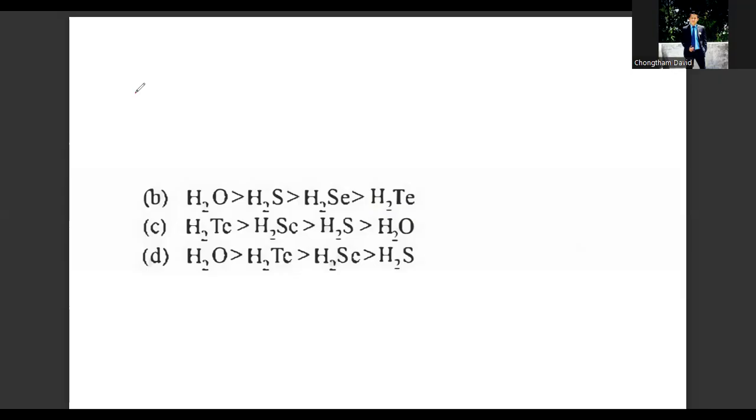Then what happens? As the size increases, the magnitude of the van der Waals force among the molecules will also increase. So the correct order of the boiling point can now be represented as water due to hydrogen bonding, then tellurium hydride due to the atomic size of the central atom in the group 16 elements. You have selenium, then you have hydrogen sulfide.